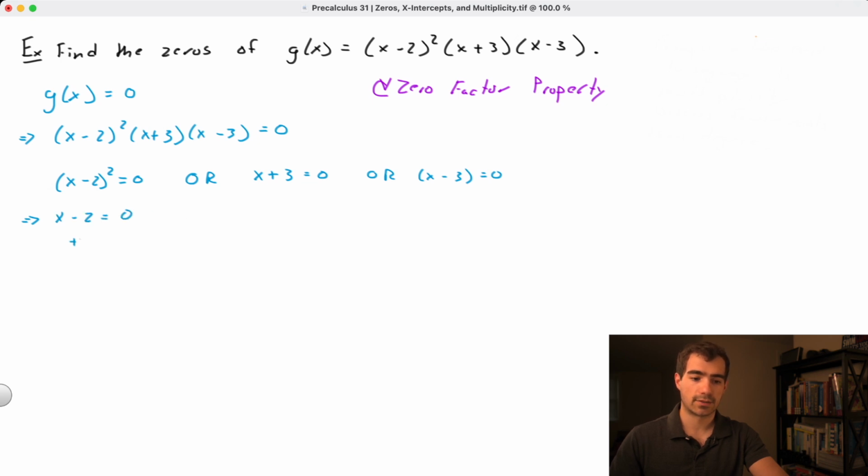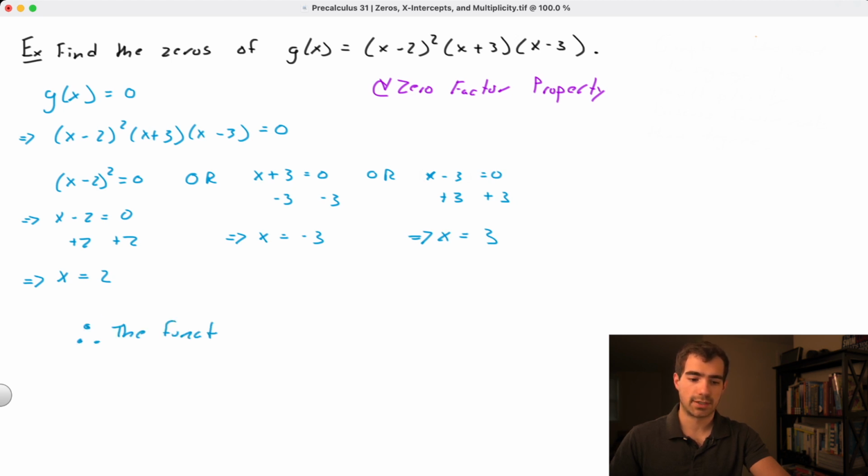We can add 2 to both sides, giving us x is equal to 2. We can look in the middle here and subtract 3 from both sides, giving us x is equal to negative 3. Or look on the right here by adding 3 to both sides, giving us x is equal to positive 3. And so we could say, therefore, the function g has roots negative 3, 2, and 3.